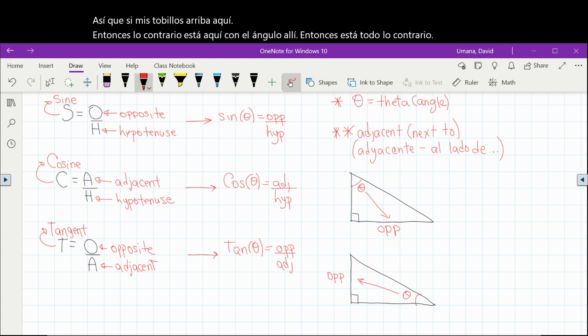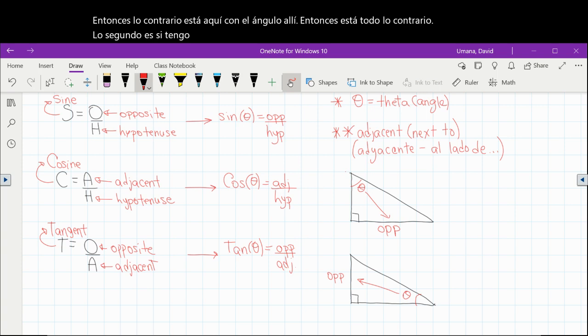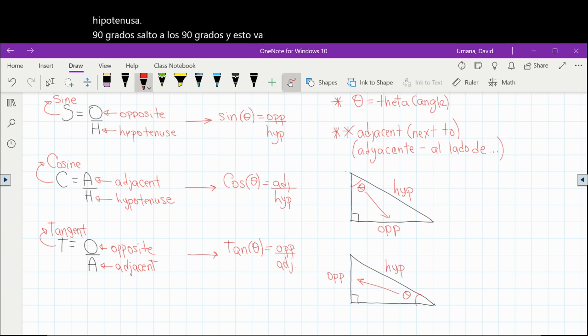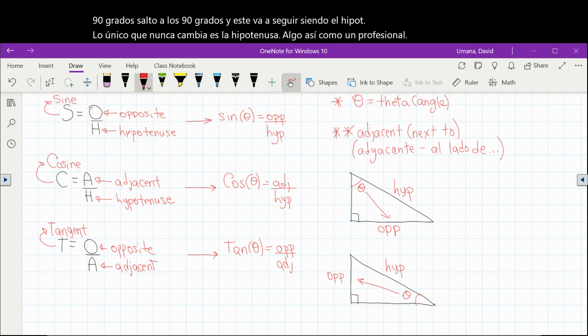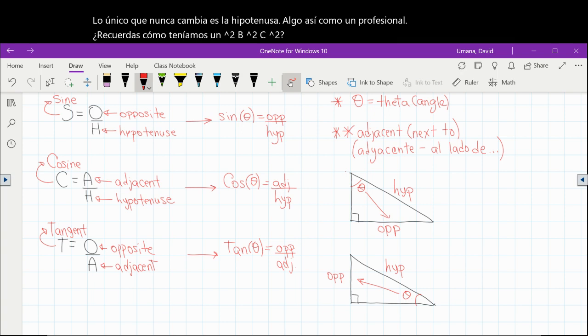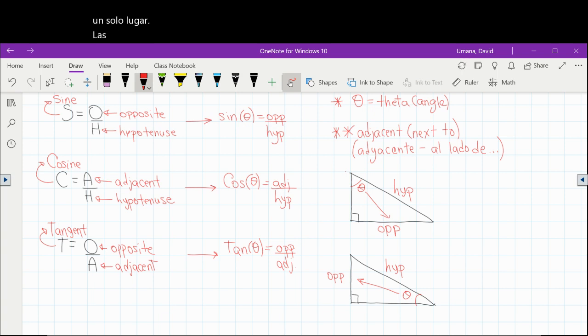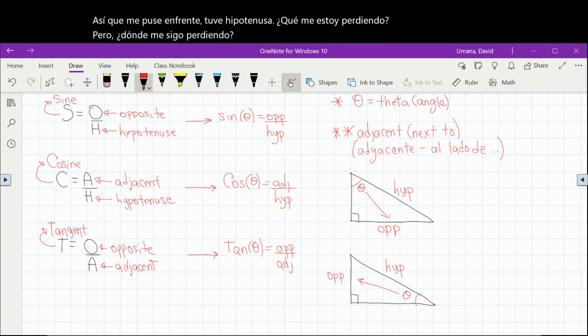The second thing is, if I have the 90 degrees, I jump over from the 90 degrees, and this is still going to be the hypotenuse. The only thing that never changes is the hypotenuse. Kind of like the Pythagorean theorem. Remember how we had a squared, b squared, c squared? A and b could be almost anywhere, but c, which was the hypotenuse, was always in one spot. The same thing's happening here. So I got opposite, I got hypotenuse. What am I missing? What word am I still missing? Out of any of the words that I have here, which one is still not there?